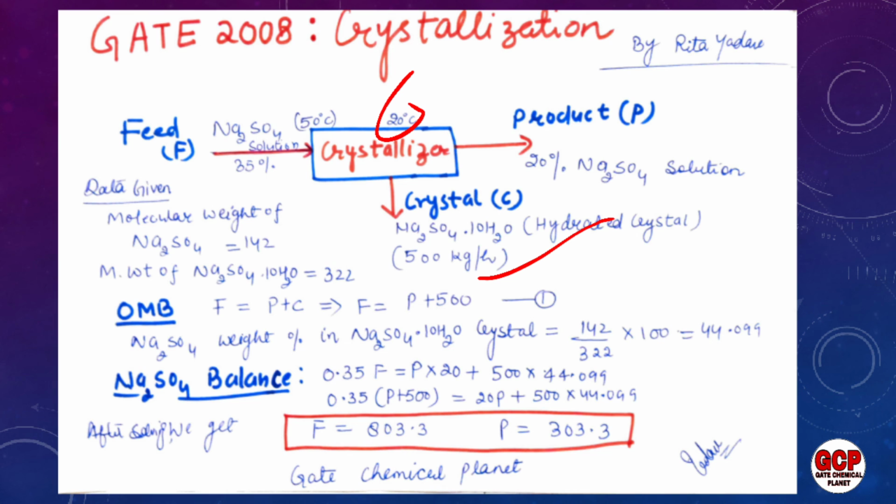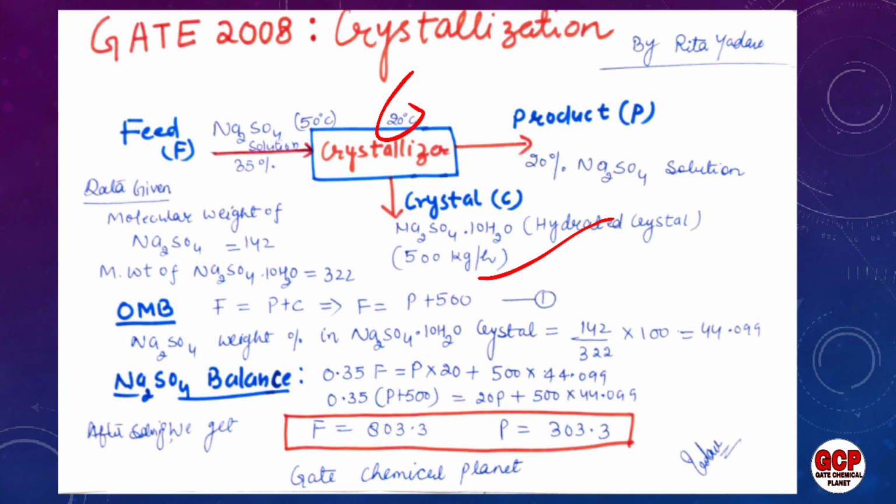Now we will calculate the Na2SO4 weight percent in the Na2SO4 10H2O crystal. We can easily calculate it on the basis of the molecular weights given. So it will be equal to 142 divided by 322 into 100, and it is coming 44.099. So we have calculated the amount of Na2SO4 present in the crystal.